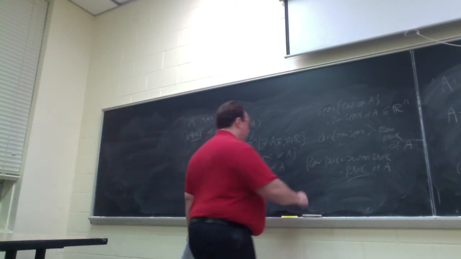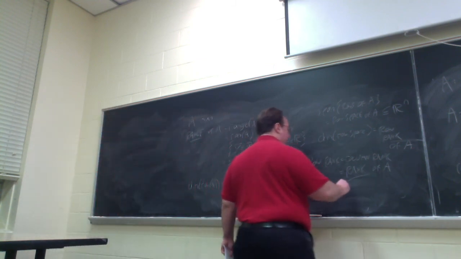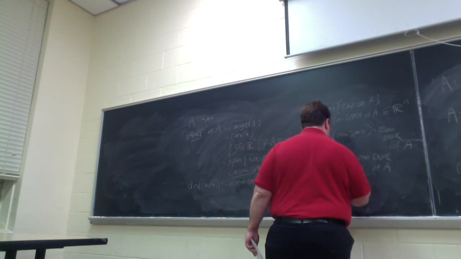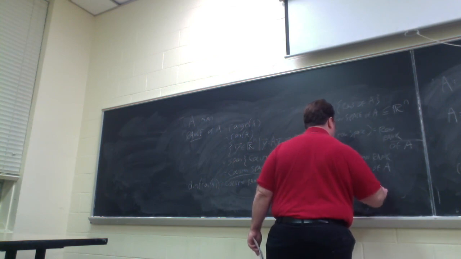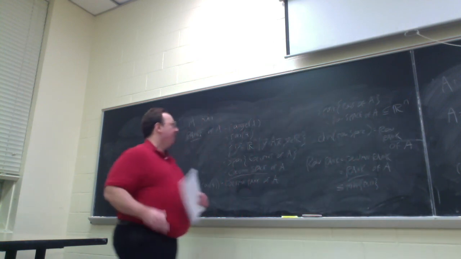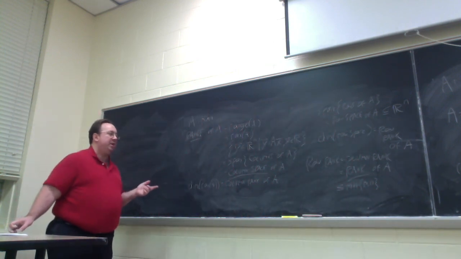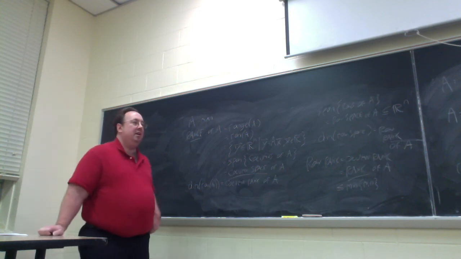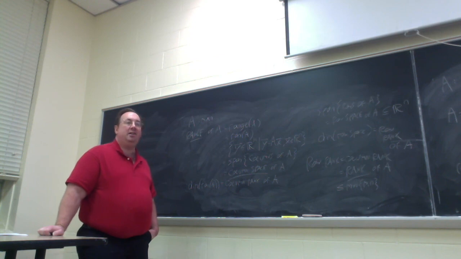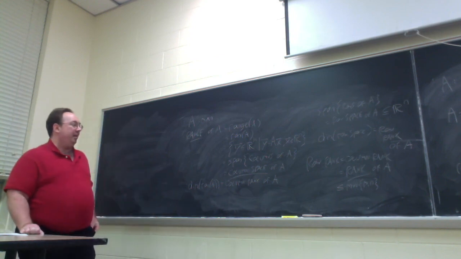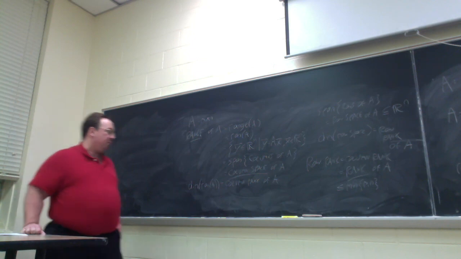Now, we can also say that the rank, therefore, has to be less than or equal to the minimum of m and n, because your columns are in Rm. You cannot have more than m linearly independent columns. You cannot have more than n linearly independent rows. So whichever of the two dimensions is smaller is an upper bound on the rank.